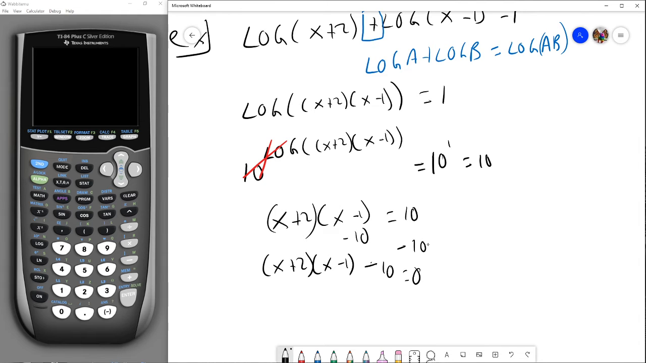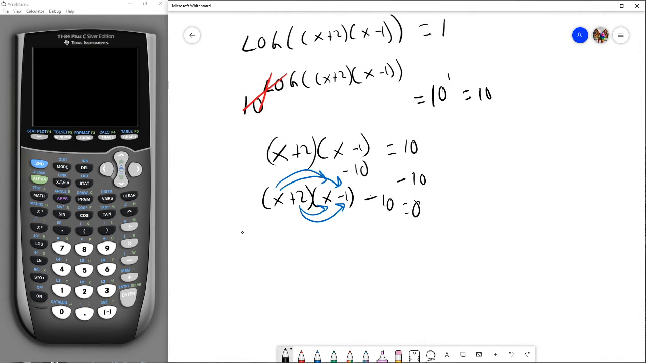So looking at this now, in order to figure out what x is, we're going to have to distribute, or what a lot of you have learned as FOIL. We could think of it as doing a double distribution. So when we distribute this, we have x squared plus 2x minus x minus 2 minus 10 is equal to 0. So x squared plus x minus 12 is equal to 0.